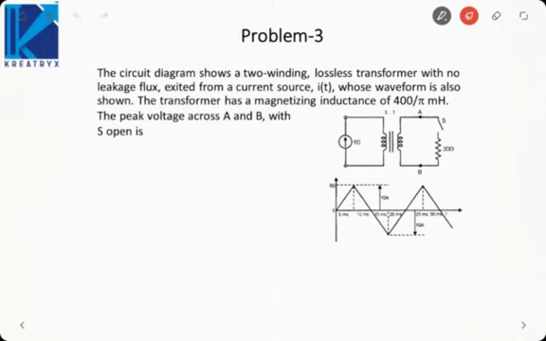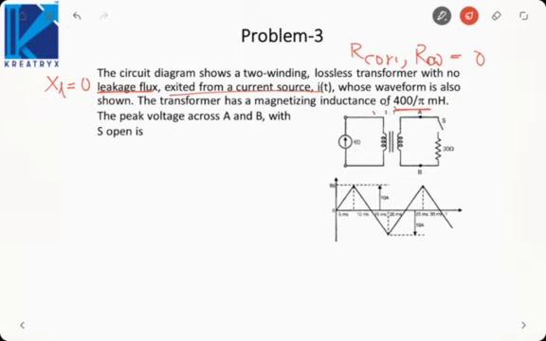In our next problem, it is showing a two-winding lossless transformer with no leakage flux. No leakage flux means leakage reactance is 0. Lossless means core resistance and winding resistance both are 0. It is excited from a current source IT whose waveform is shown. Magnetizing inductance is 400 by pi millihenry. We need to find the peak voltage across A and B.